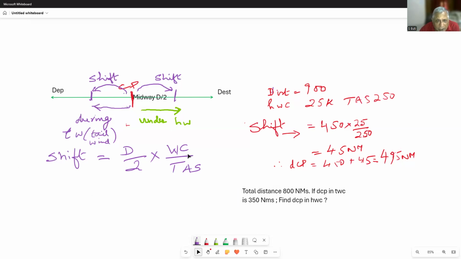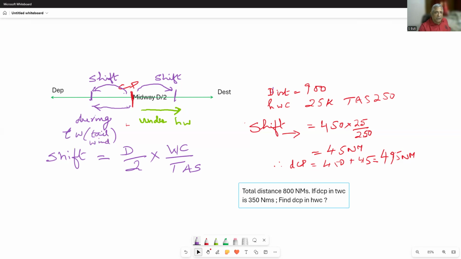Total distance is 800. In nil wind conditions, your DCP will be 400 nautical miles from departure. Under tailwind conditions, it has shifted 50 nautical miles towards your tail, and DCP is 350 nautical miles. In headwind conditions, it will shift 50 towards the head, and your answer will be 450. Very often asked question and very simple, and people keep struggling which formula should I use, DH over O plus H or this formula. So you are using the concept in this particular case.